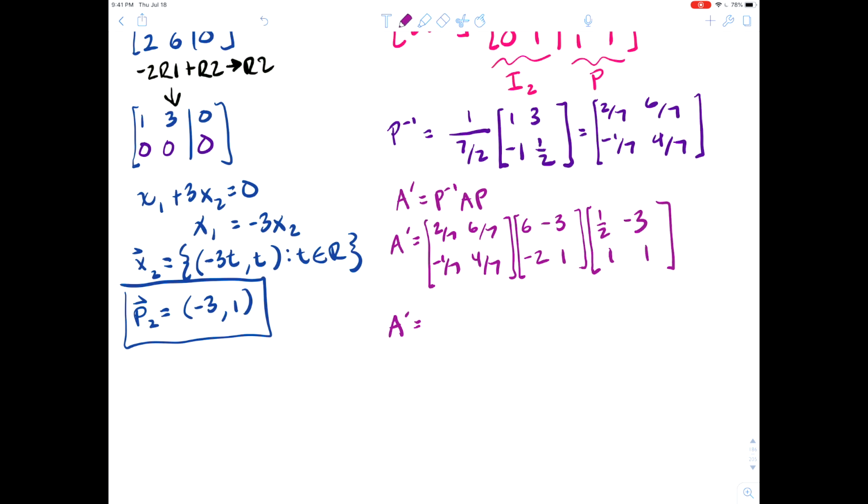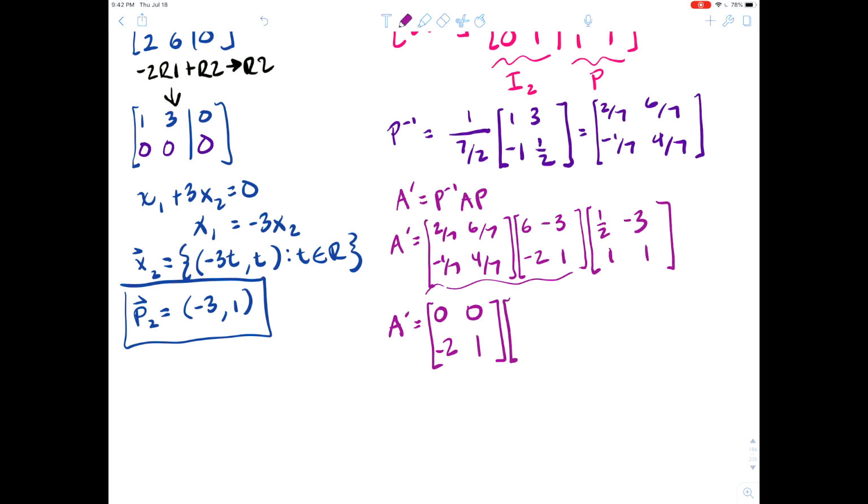A prime equals 12/7 minus 12/7 is 0. And then we'll have -6/7 plus 6/7 is 0. And then -6/7 minus 8/7 is negative 14/7, which will be -2. And 3/7 plus 4/7 is 7/7, which is 1. So that's the product of these first two.